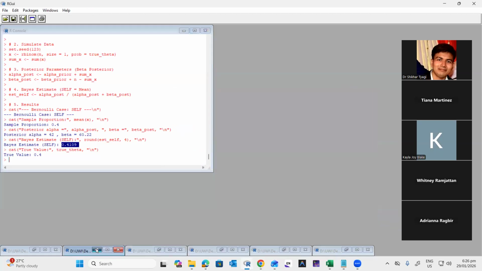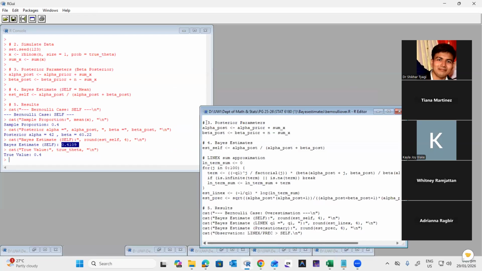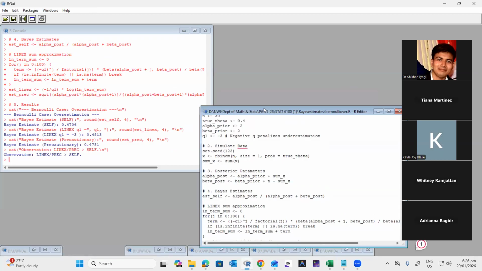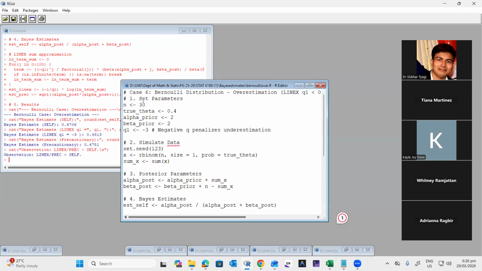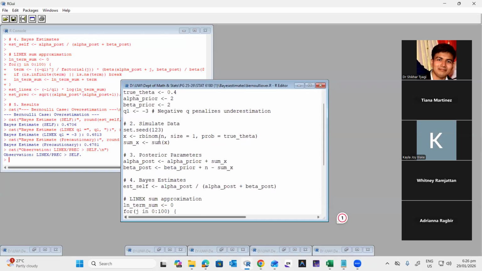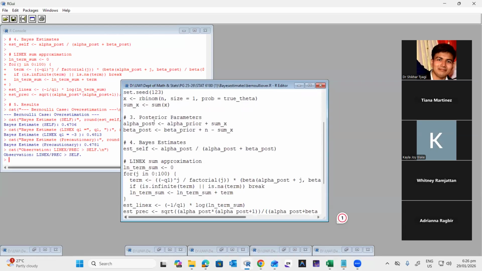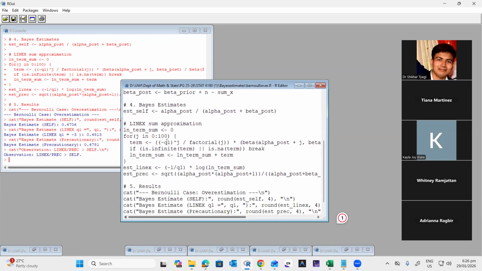All right, so now we just check Bernoulli overestimation. If you see here what we are doing, we are taking a sample size of 30. The parameter value is 0.4, alpha prior is 2, beta prior is 2. For the negative q penalized underestimation here, we are taking the value -3. Sample generation will remain as it is, and the posterior parameters will remain similar. Now come here, that is the important thing.